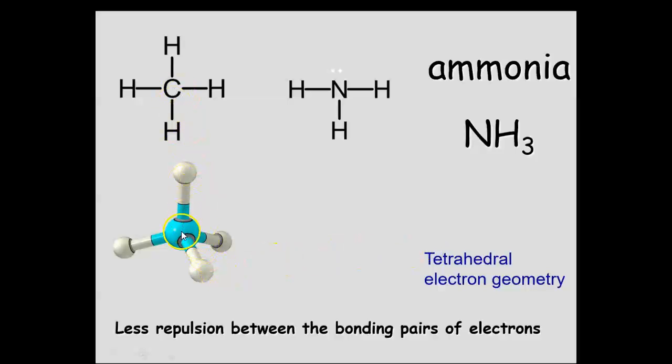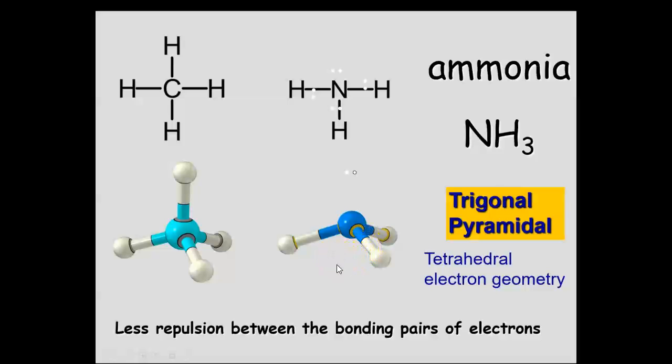Now, with tetrahedral electron geometry, you can also have just 3 bonds and 1 lone pair. Ammonia is a good example of this. And if you look carefully at it, you see there are 4 electron pairs, but one of them is a lone pair. And therefore, you have the tetrahedral electron configuration, 1, 2, 3, 4, but you have a trigonal pyramidal molecular structure. You're going to have to look at that a number of times before you'll get it.